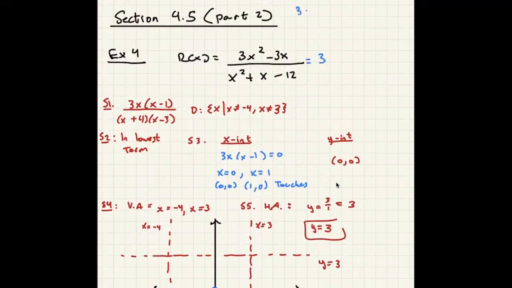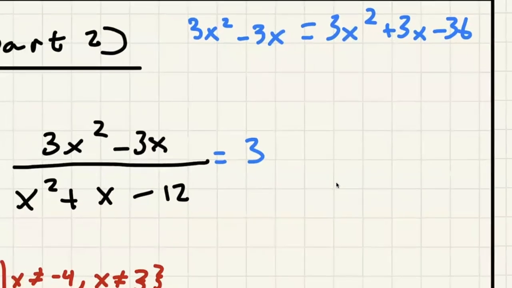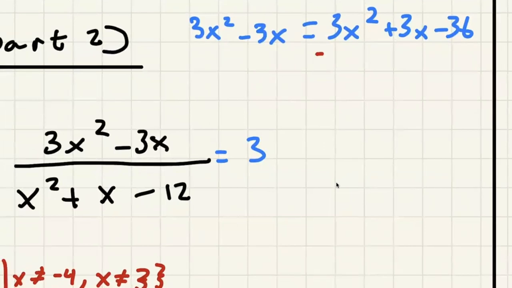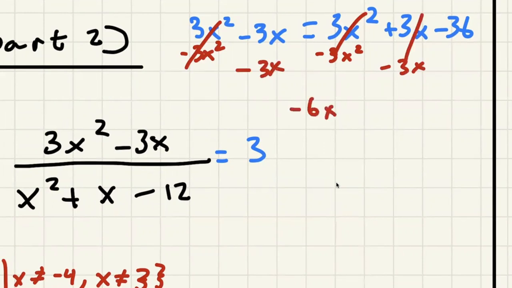So we're going to have 3x squared minus 3x equal to 3 times 3x squared. So 3x squared plus 3x minus 36, and we're going to solve, right? We're just going to solve over here. We're going to do minus 3x squared. That gets rid of that, right? And then we can actually do minus 3x while we're at it. Minus 3x. And you're going to get negative 6x is equal to negative 36. So you're going to get x is equal to 3. Oh, nope, my bad. Divide by negative 6. And then it's going to be equal to 6.